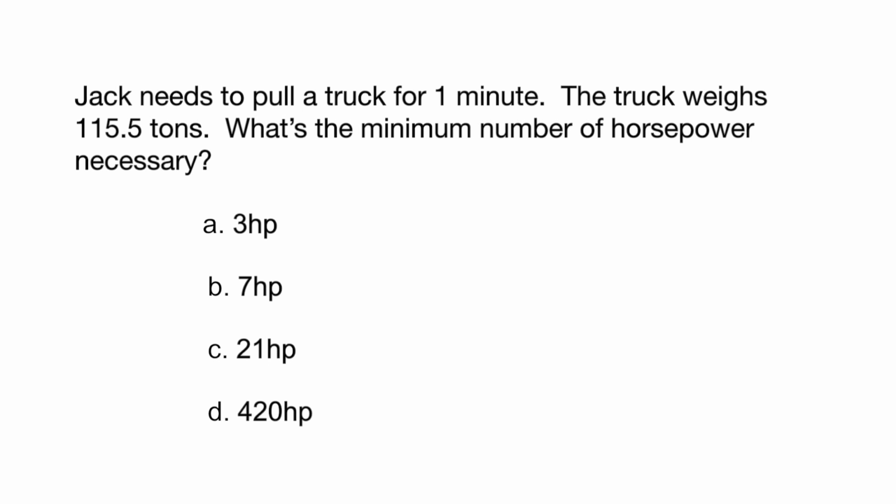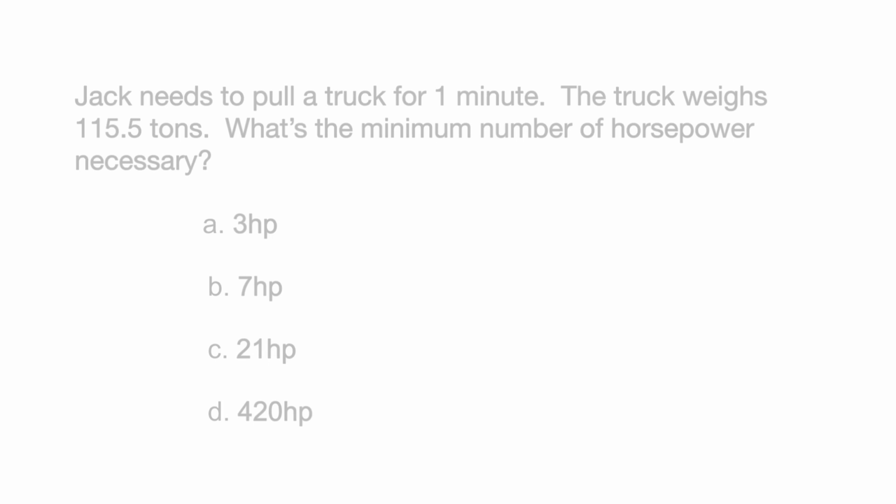Now let's take a look at something a little bit more realistic, closer to something you'll see on the test. Jack needs to pull a truck for 1 minute. The truck weighs 115.5 tons. What's the minimum number of horsepower necessary to accomplish this? A, 3 horsepower, B, 7 horsepower, C, 21 horsepower, or D, 420 horsepower? The answer is B, 7.